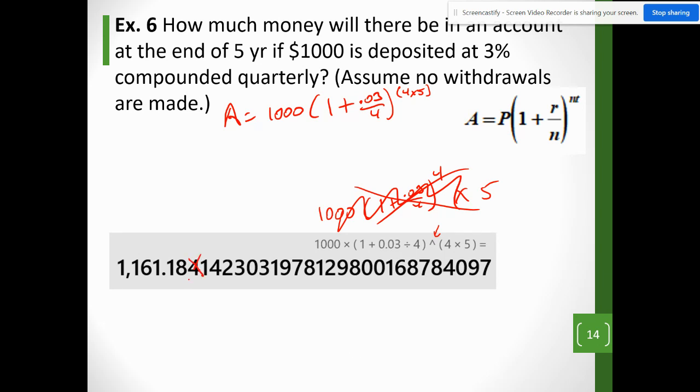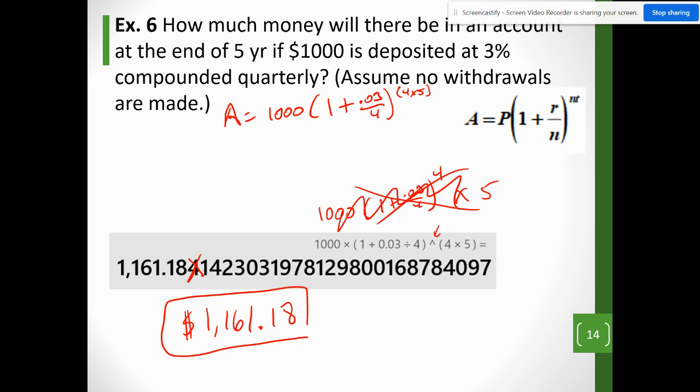I see my third decimal place is a 4, so I'm going to ignore this. And I'm going to say at the end of those 5 years, I'm going to have $1,161.18. So I started with 1,000. If it gets compounded quarterly at 3%, at the end of the 5 years, I have $1,161.18. So you guys can see how much money I made.